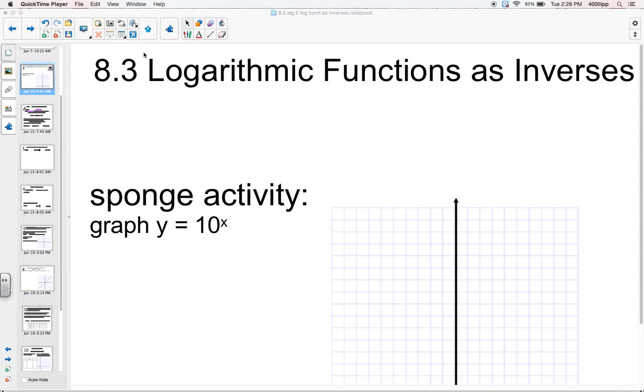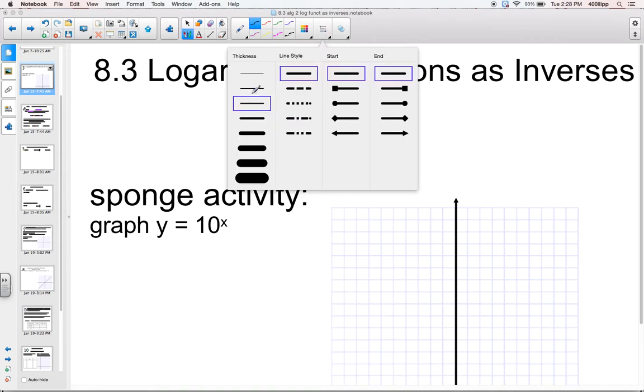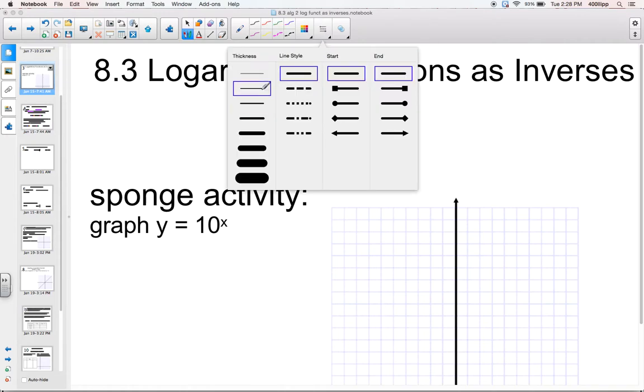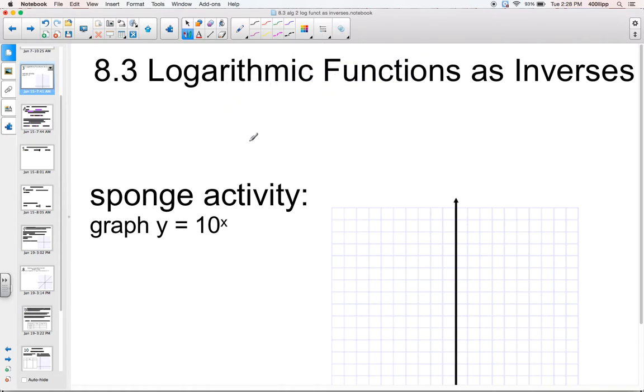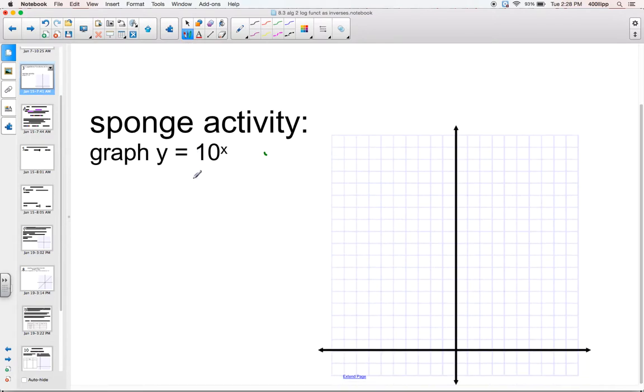All right, today we're doing 8.3 logarithmic functions as inverses. So let's take a look at something we already know and how to graph certain things already. We know how to graph an exponential function right now. For example, if we take y equals 10 to the x, we know that is an exponential function because your x value is in the exponent.